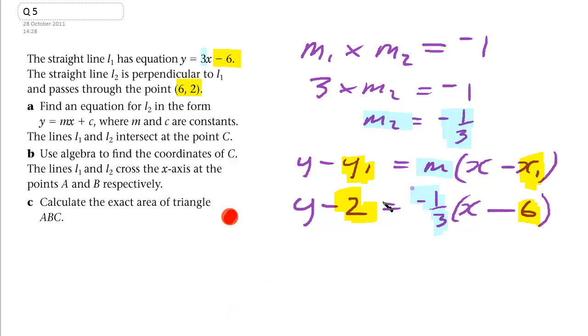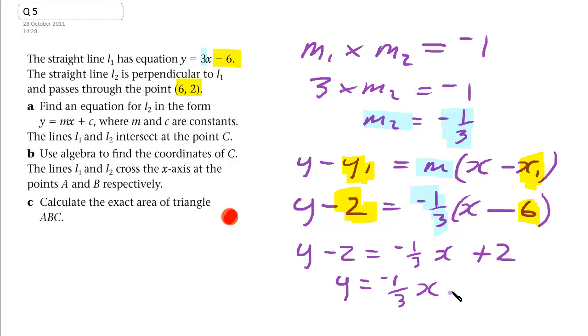Okay, so this is the gradient. These are a point on the line. Now I need to get it in y equals mx plus c format. So let's multiply out the brackets first. Minus 1/3 x. Minus 1/3 times minus 6 will give me a plus. 1/3 of 6 is 2. And I'm going to add 2 to both sides now to get y on its own. Add 2 to this side, I get 4. So I'm now in y equals mx plus c format, and I've got the equation of my line.